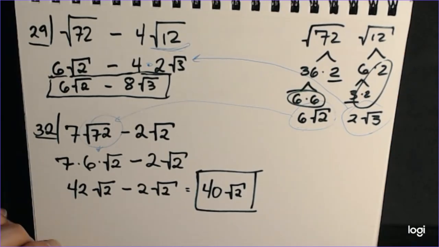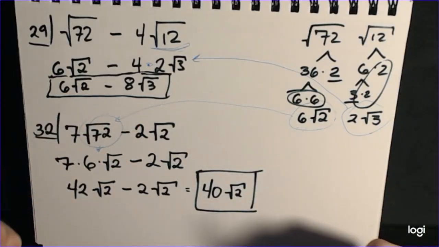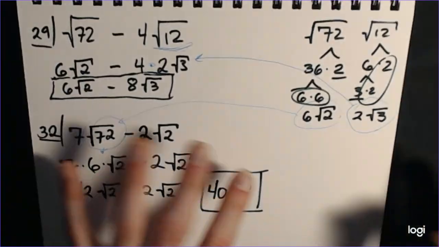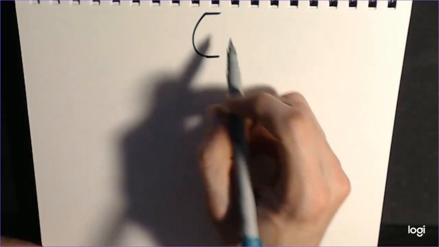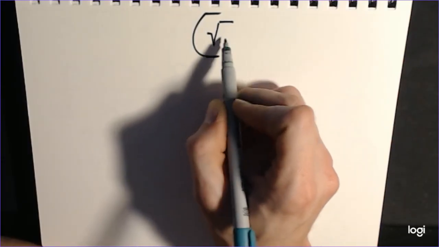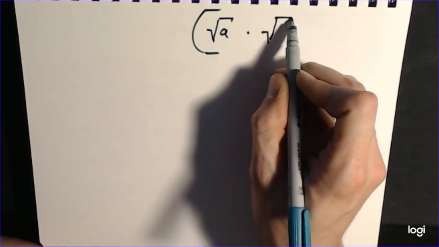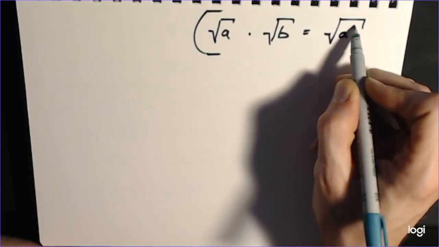Now, we've covered dividing, adding, and subtracting. All that's left now is multiplication. So the multiplication identity for radicals is the square root of a times the square root of b is equal to the square root of ab.